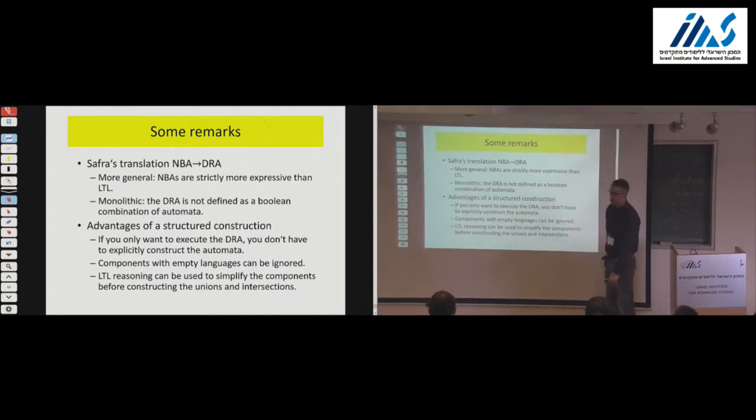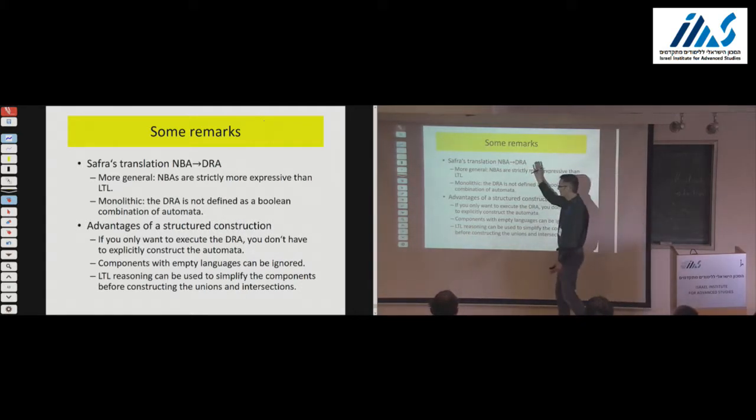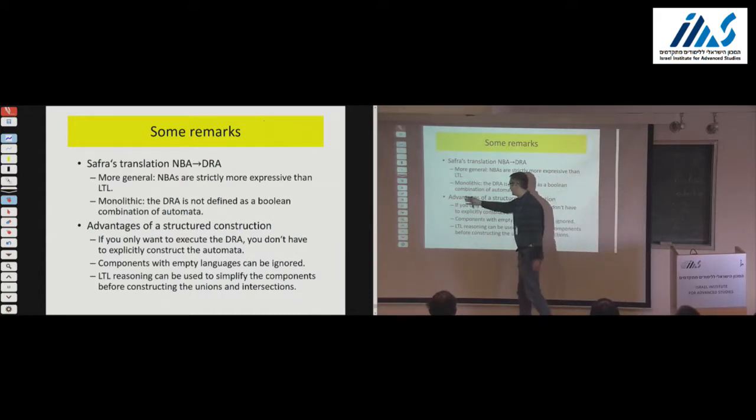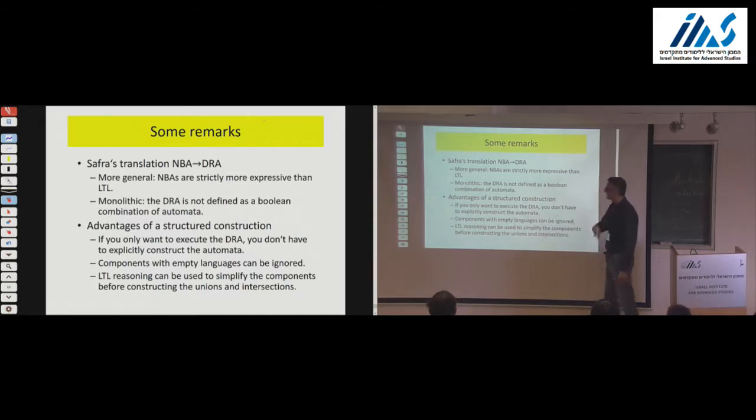Safra's translation, which could be the translation from NBA to DRA. As I told you, the main difference for me is that it is a monolithic construction, right? You don't see the structure. And what are the potential advantages, at least potential, and we will see some of them real, of a structured construction? Well, imagine, for example, that you only want to execute the DRA, right?